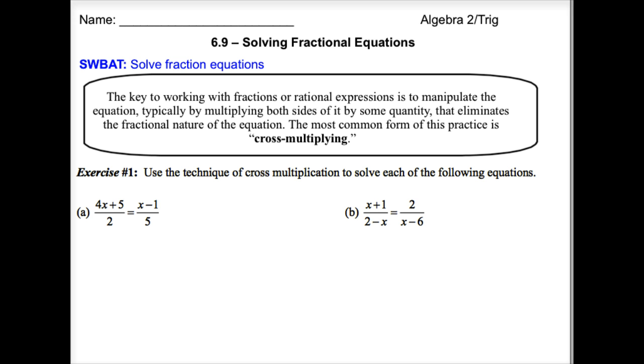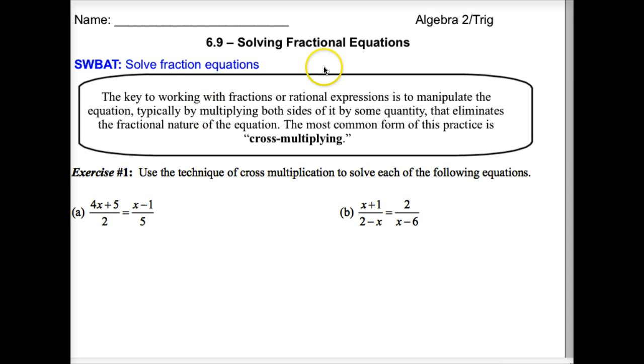Our objective today is that students will be able to solve fraction equations, meaning some kind of equation that has a fraction inside. I know that's your least favorite topic, but today it's going to be all worth it. So let's start by looking at some key things when working with fractions.